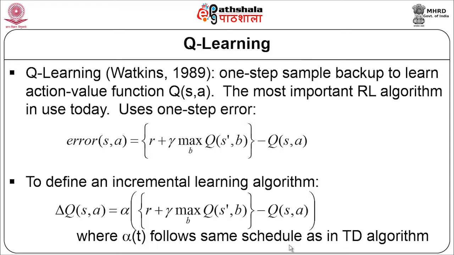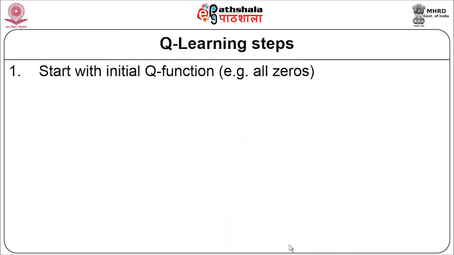So, to define that incremental learning algorithm, we can write delta Q of S comma A is nothing but alpha into that term which is about maximizing the next state minus the original value of Q, and this alpha follows the same schedule as we did in the temporal difference algorithm. We are going to go a little more in detail about the temporal difference algorithm as we go along. Now, what are the steps?